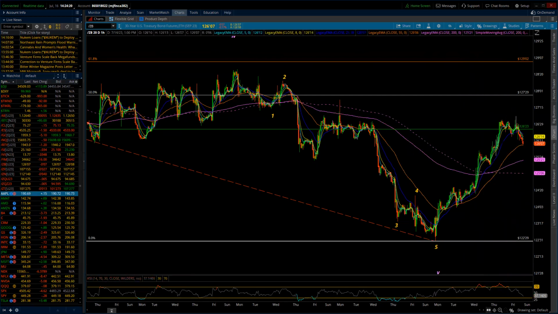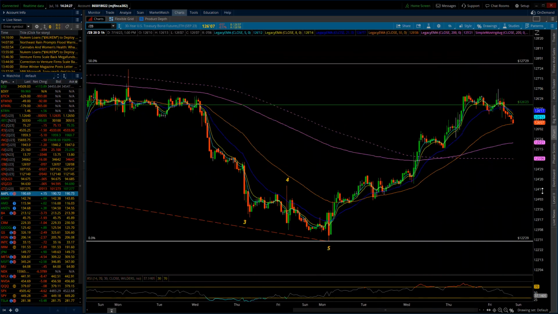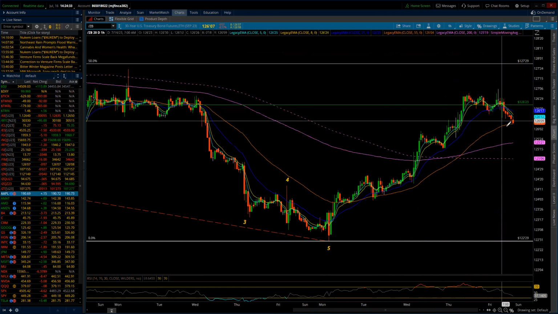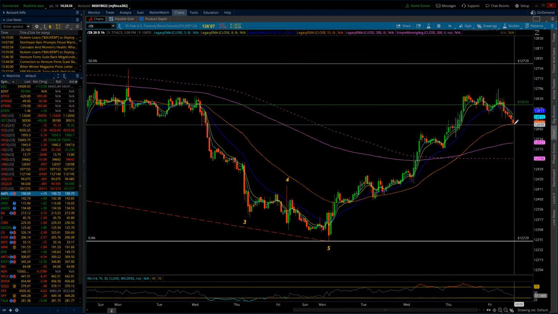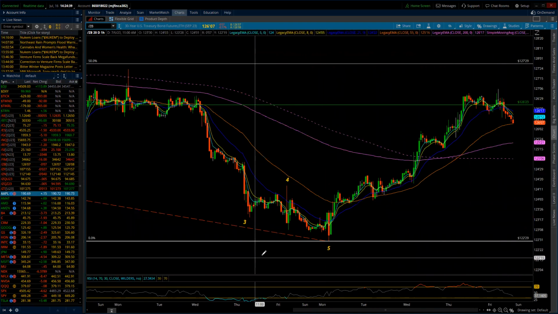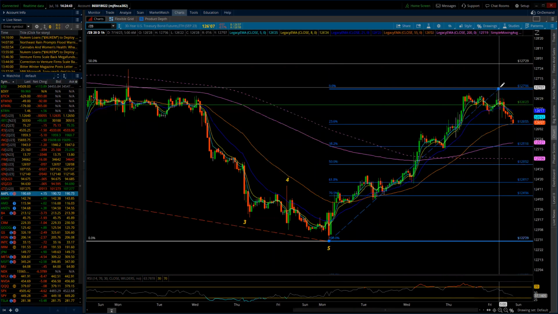Possible, but I don't like the count. I don't like how it's playing out. So I'm not calling that. But I don't know, it's a possibility. The market is going to let us know. So again, at a minimum, if we're doing a B wave, we can just put it right like that.